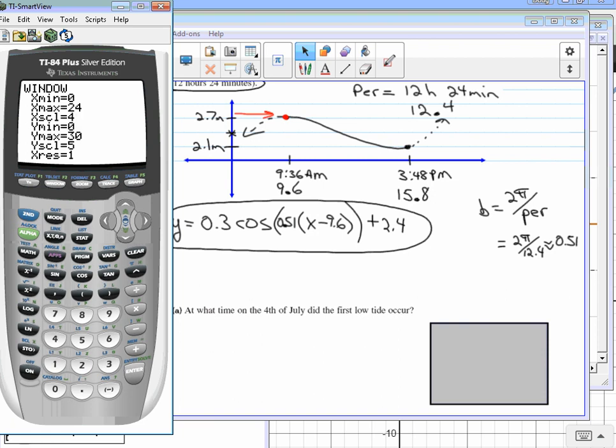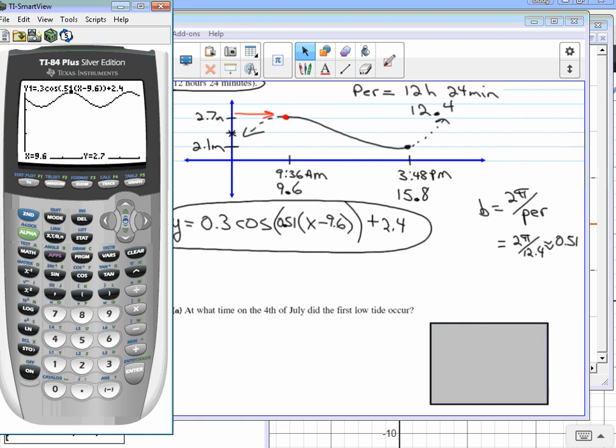Y minimum, 0 is okay, because we don't ever go to 0. 2.1 is as low. And max, sure, 3. Y max is 3 by 1. So that'll work for me. So let's look at a graph. This should be the graph of the tide. Now let's verify. If I put in an x value of 9.6, I should get a maximum of 2.7. So if I hit trace and hit 9.6 in my x, y is 2.7. There it is.